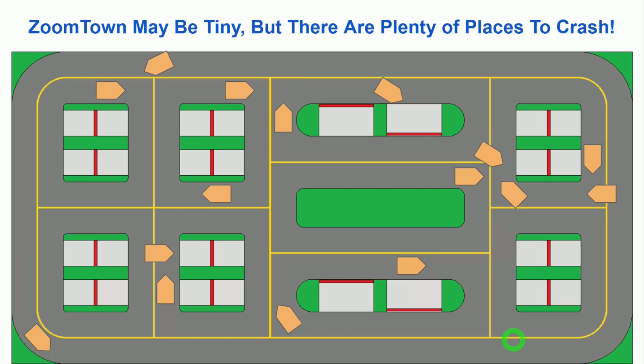The ZoomTown may be tiny, but there's plenty of places to crash. Here on the layout, and this is a scaled diagram of the layout, you can see 16 different Zoomies on here. And in some places, they're pretty crowded. Other places, not so crowded, but still potential for a crash there. Here I've got a Zoomie turning left. This Zoomie could easily hit it. This one is going to get up here and turn either left or right. This guy could hit it. All around, there's a lot of ways for Zoomies to crash into each other.